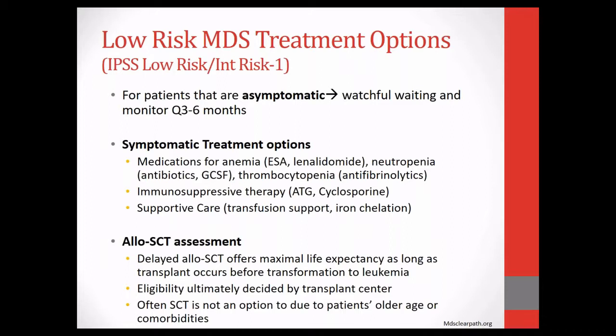It could also include immunosuppressive therapy such as ATG and cyclosporin. Patients also would require supportive care such as transfusion support and iron chelation. Doing an allo stem cell transplant assessment would help in that delayed allo stem cell transplant can offer maximal life expectancy as long as the transplant can occur before transformation to leukemia. Ultimately, the eligibility for allo stem cell transplants would be decided by the transplant center. Due to patients being older age or other additional comorbidities, often stem cell transplant is not an option.